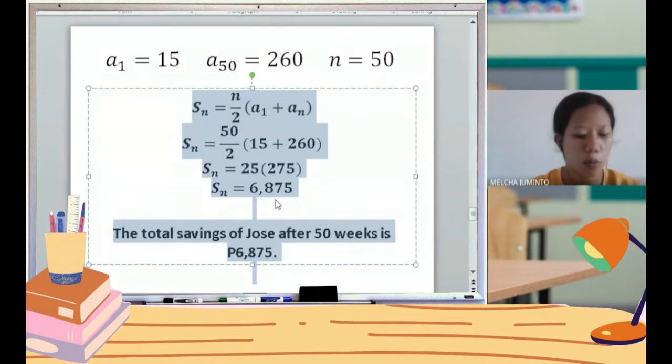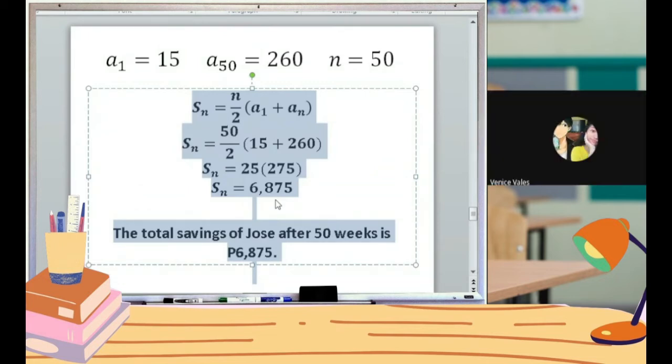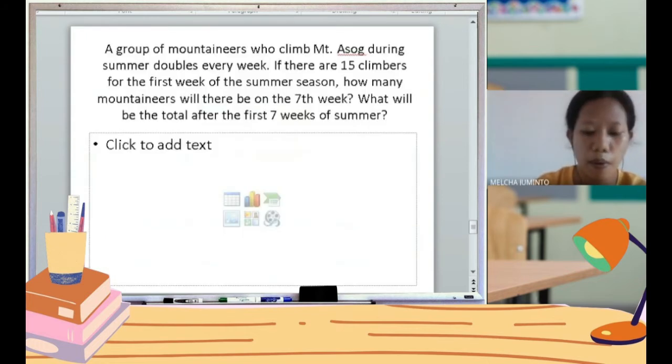Any questions with that problem and the solution? None po. Wala na po, ma'am. Okay. Let us move to the last example.